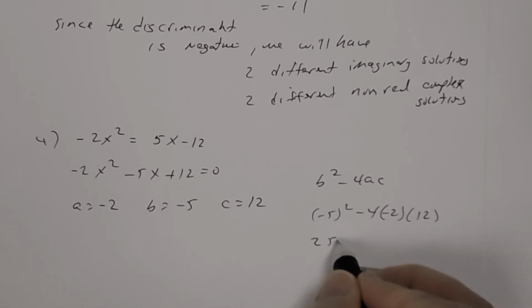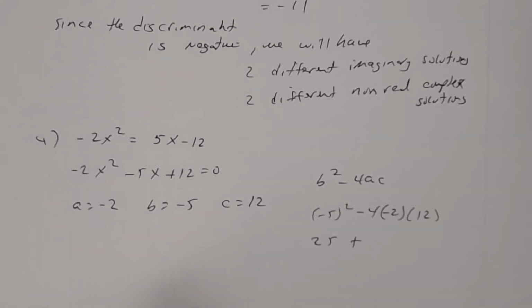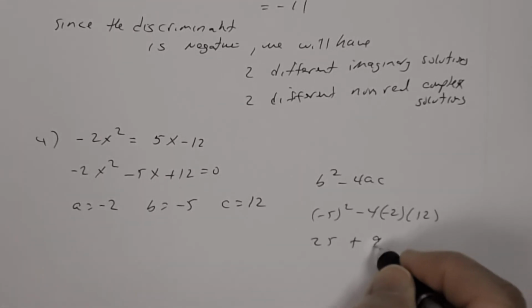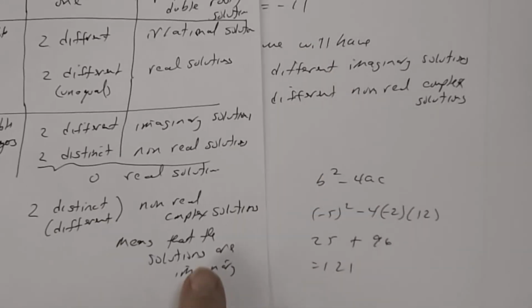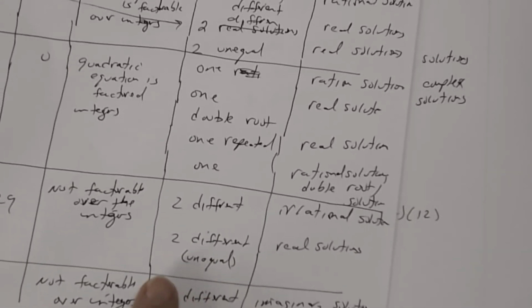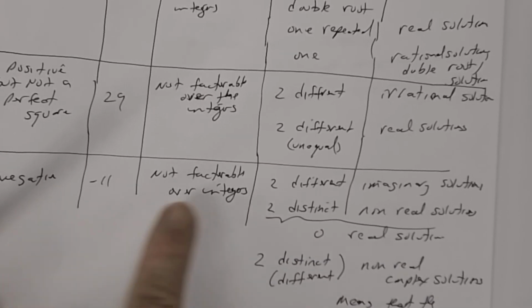So I get 25. A negative times a negative times a positive is a positive. Then I get 4 times 2 times 12, which gives me 96. And 25 plus 96 gives me 121. Now 121 is a positive number. Y'all agree? Since it's positive, am I going to get real solutions or imaginary? Well, they're going to be real, right? Because the only time you get imaginary is if your discriminant's negative. That's the only way you get imaginary.